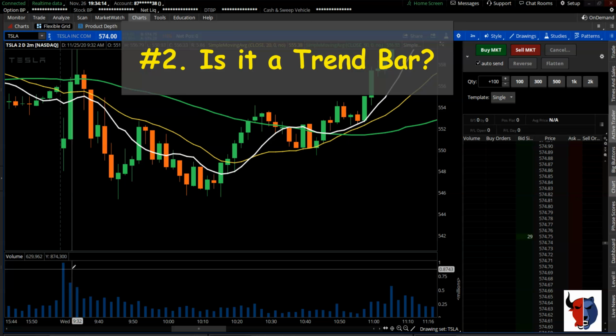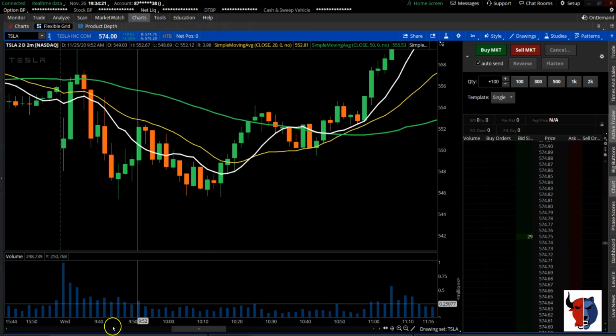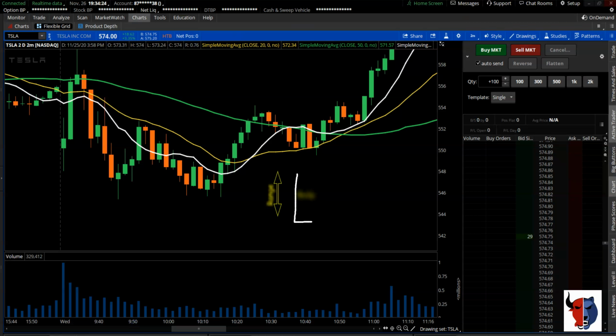Number two, is it a trend bar? Now, the definition of a trend bar is that the body of a price bar or candlestick takes up at least 50% of the entire range of the bar. In short, that is where all the action is. If you do not have trend bars, essentially the price would be somewhat in a consolidation stage, right?